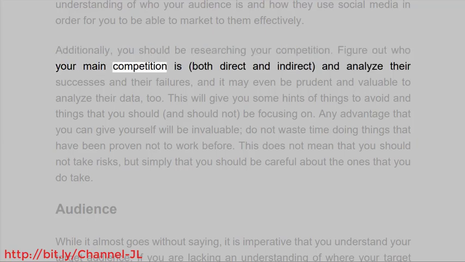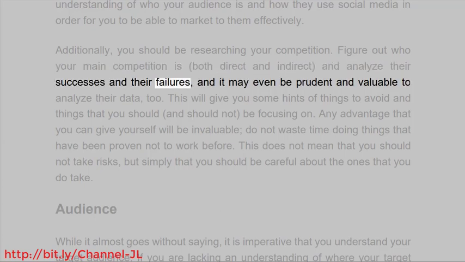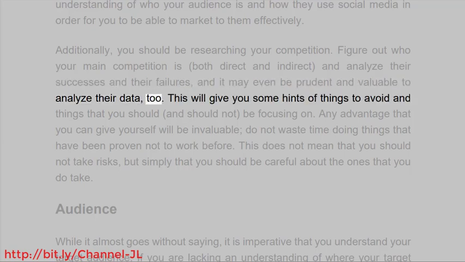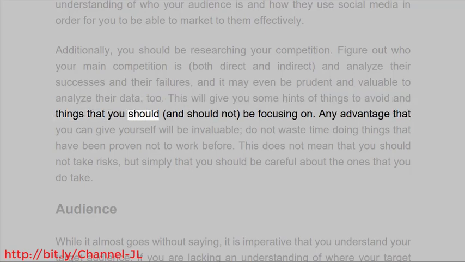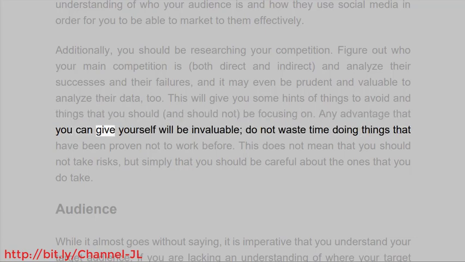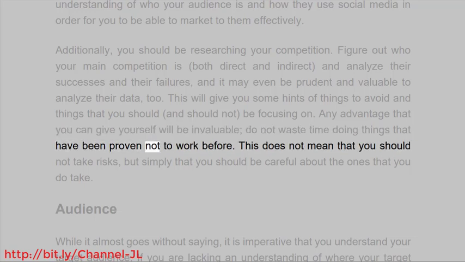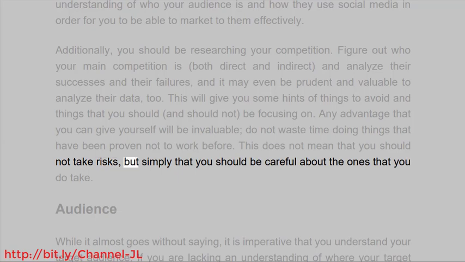Additionally, you should be researching your competition. Figure out who your main competition is, both direct and indirect, and analyze their successes and their failures, and it may even be prudent and valuable to analyze their data, too. This will give you some hints of things to avoid and things that you should, and should not, be focusing on. Any advantage that you can give yourself will be invaluable. Do not waste time doing things that have been proven not to work before. This does not mean that you should not take risks, but simply that you should be careful about the ones that you do take.